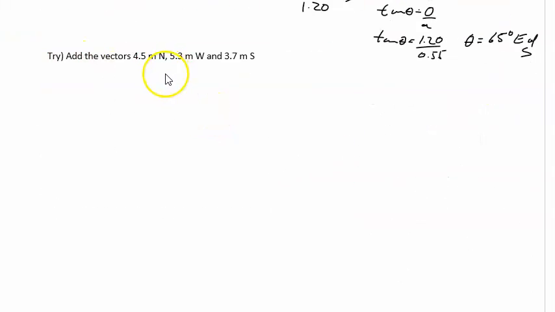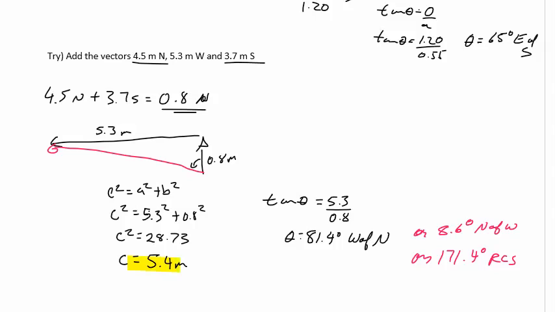Okay, try adding these three vectors together. Pause the video, give this a try, and then unpause the video, see how you do. If you do have questions, please let me know. Okay, so your final answer should have wound up being 5.4 at an angle of 81.4 degrees west of north. Now, 8.6 north of west or 171.4 on the RCS are also acceptable ways of expressing that direction.